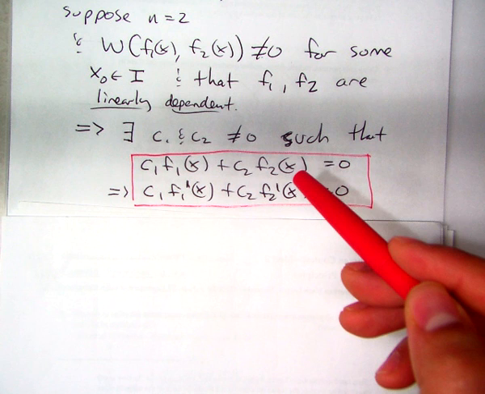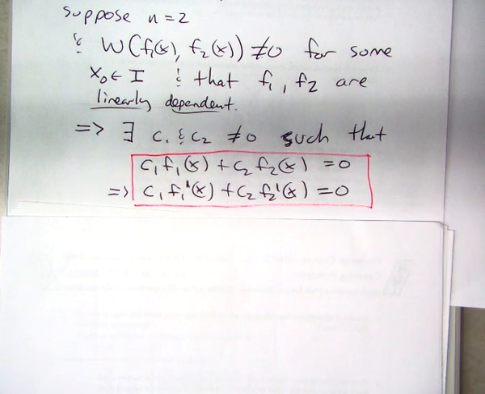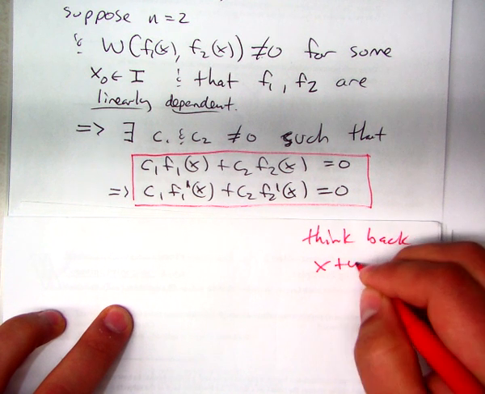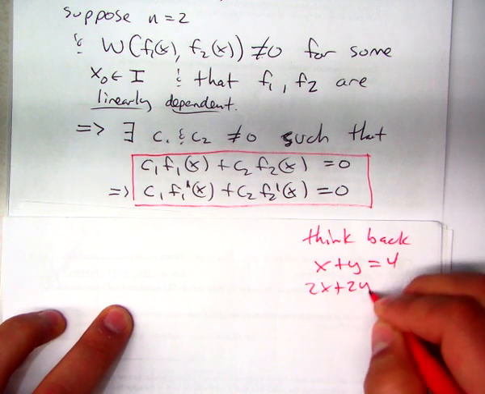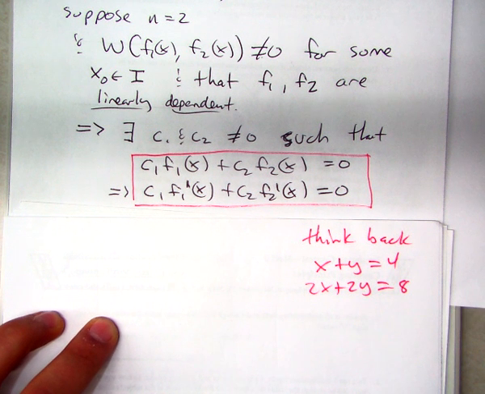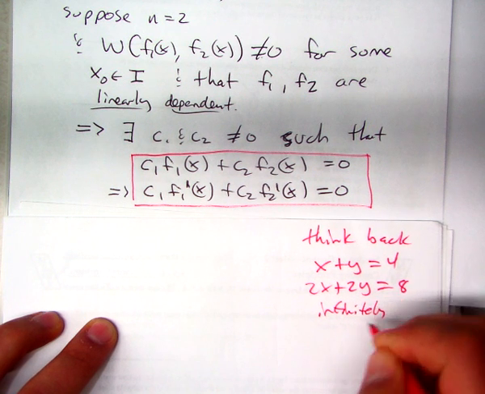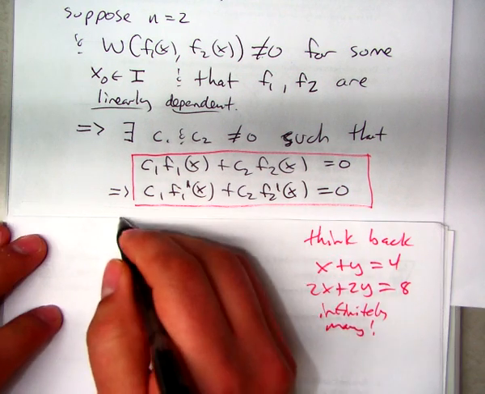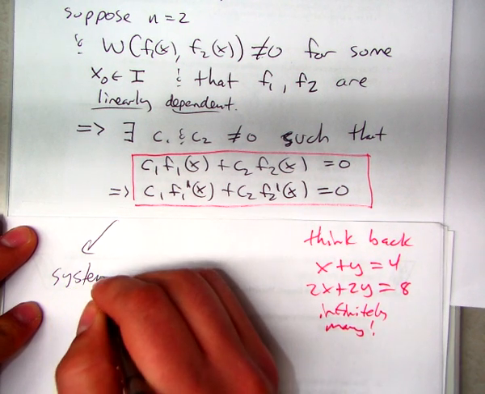So what happens, think back to a quick, easy example. x plus y equals 4. 2x plus 2y equals 8. What happens when you get a system where one equation is a constant multiple of the other? What's that? 0 equals 0, which means what? How many solutions are there? Infinitely many, yeah. Okay. So what we're going to say here is that this system has infinitely many solutions.